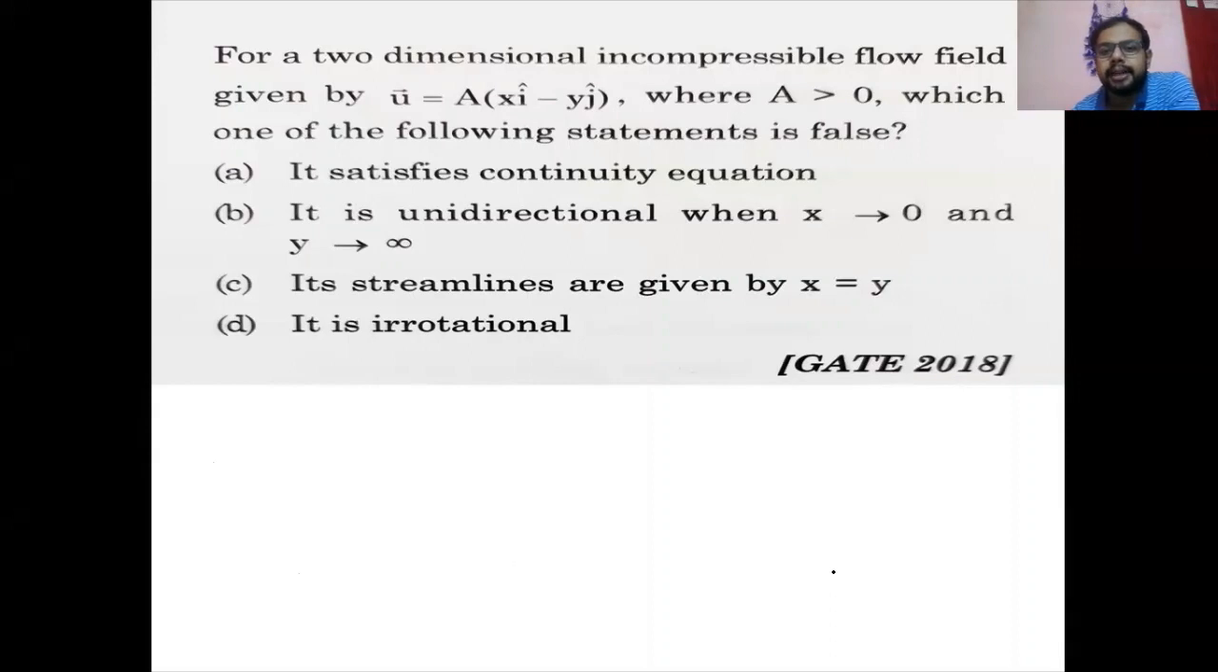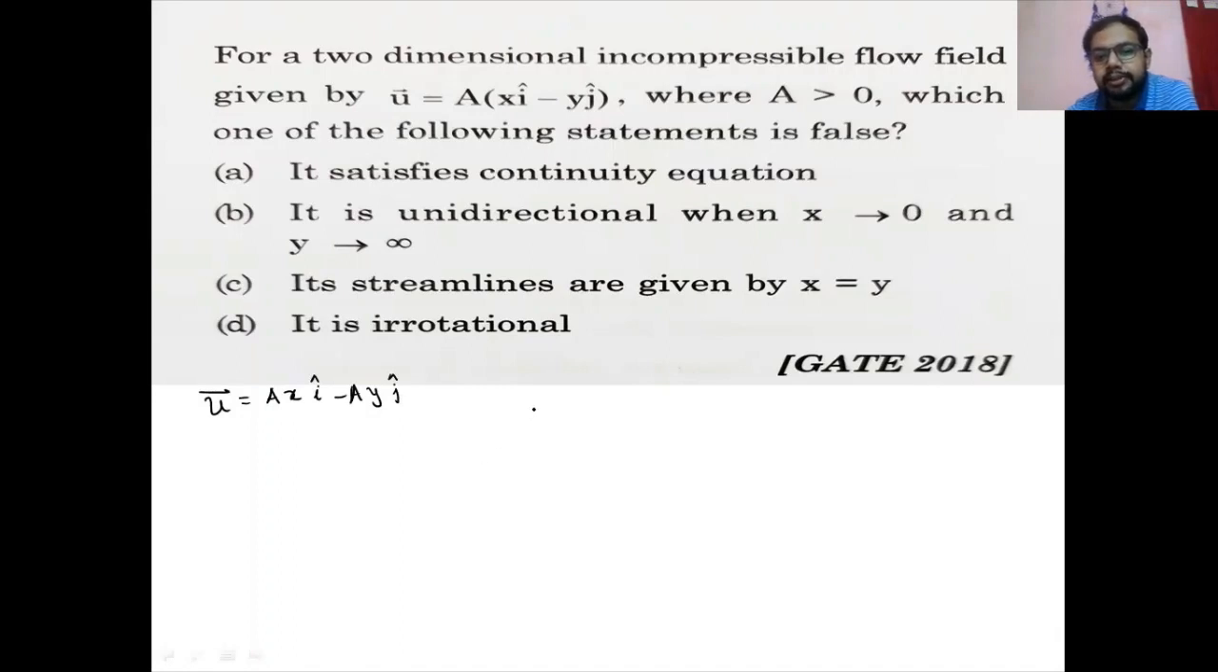Another problem is given here. One two-dimensional incompressible flow field is given, where the velocity vector is given as ax i minus ay j. Already told it is incompressible.